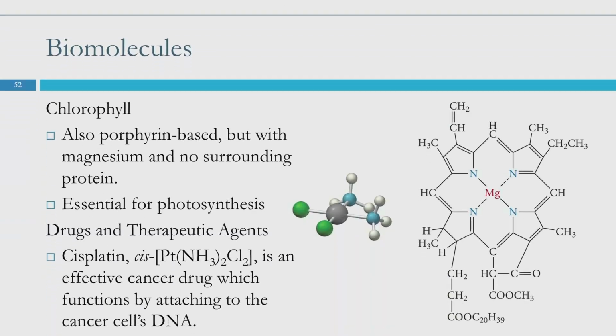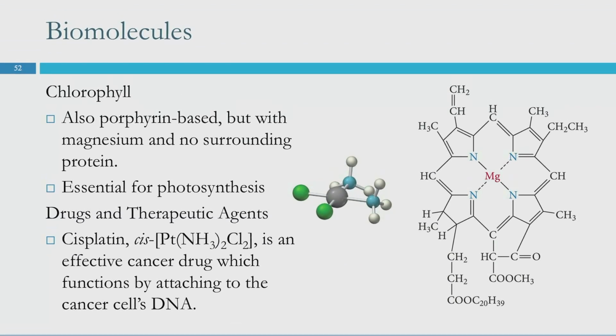anion. Also shows up in chlorophyll, which is porphyrin-based, but this one has magnesium and does not have a surrounding protein. This is essential for photosynthesis. Cisplatin is also an effective cancer drug that functions by attaching to the cancer cell's DNA. And it's got this thing. The chloro groups, the amine groups are on the same side. That's why it's cisplatin, not transplatin.